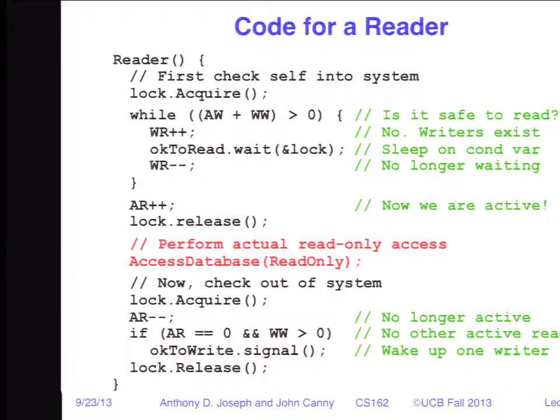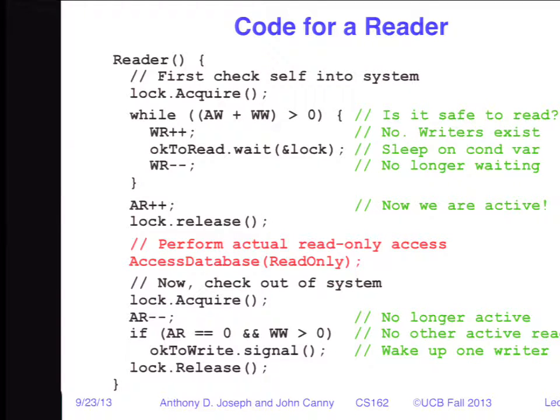Right? So why are we waiting if there are any waiting writers? Because we're making a decision here to bias our algorithm for admission control. So we're biasing it in favor of writers, because the argument is that writers have to wait until the database is completely empty.